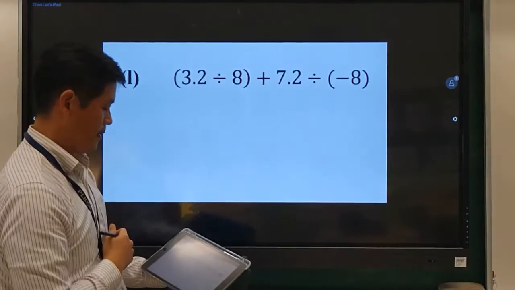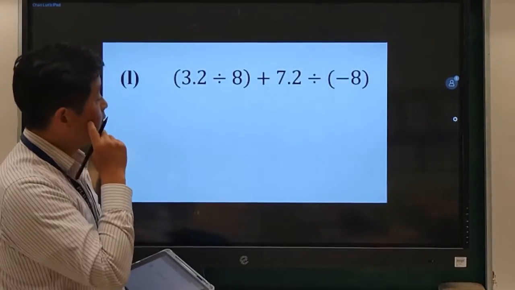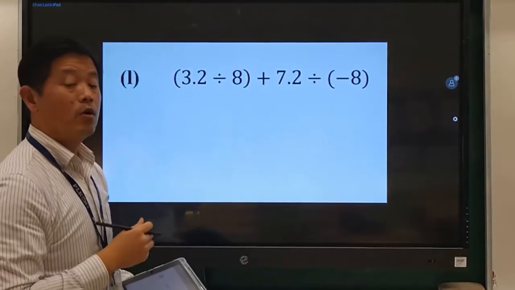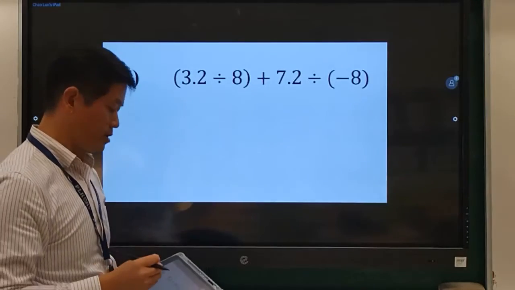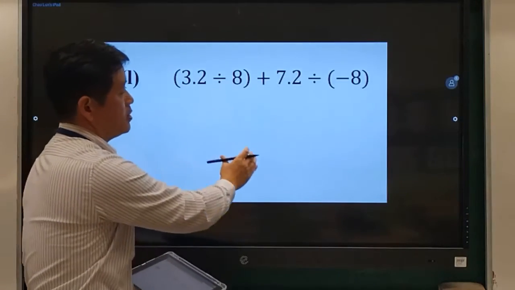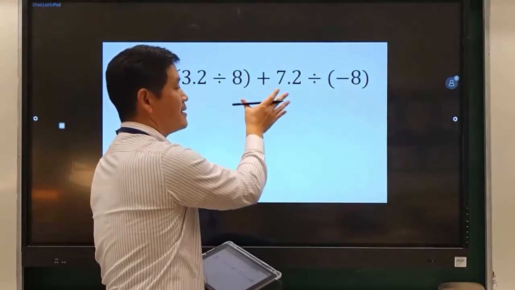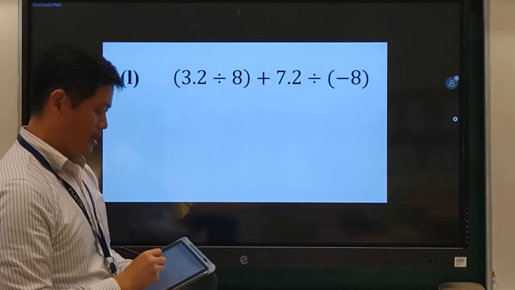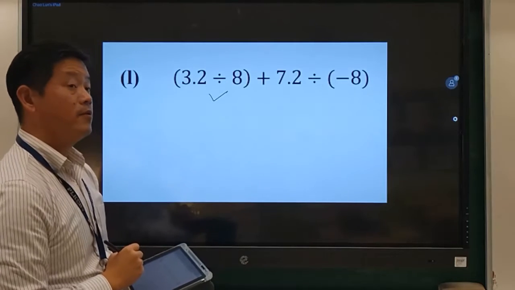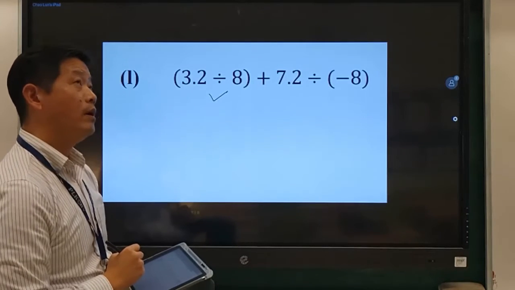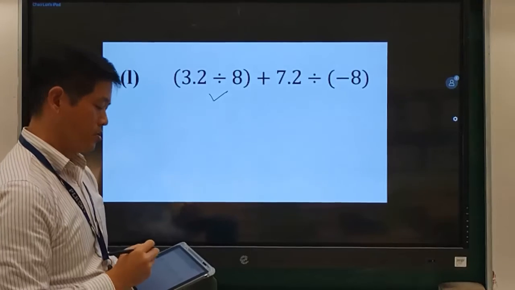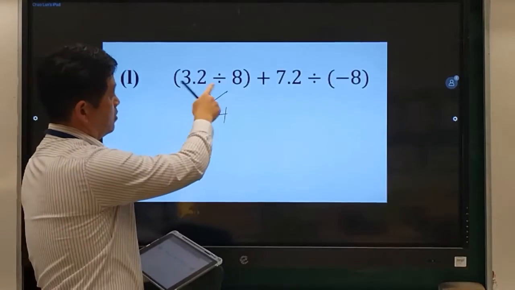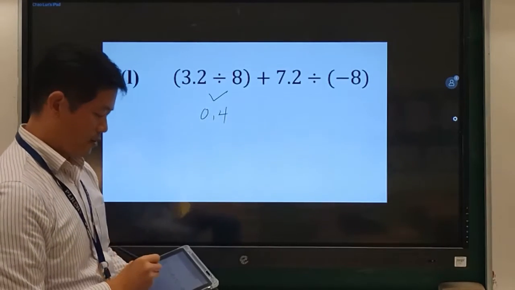Alright, so make sure you know your rules, or follow the rules of math. Next question. I have a division plus a division. So according to BODMAS, we have to do division first. That means I have to do this part first, and then this part, then I combine the two. So let's do this part first. 3.2 divided by 8. 8 times 4 is 32, so I think that's 0.4. Positive or negative? They're both positive, so therefore this is a positive.